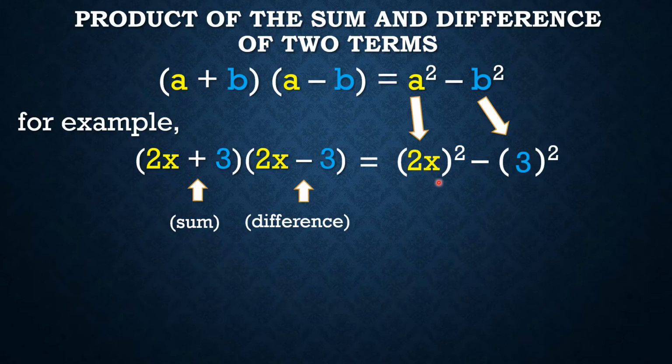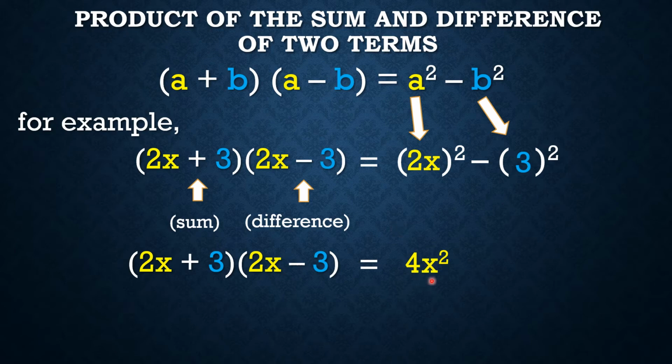So when we perform these operations, we will have 4x squared because 2x times 2x is equal to 4x squared minus, and then when we square 3, we get positive 9. So since this is positive and this is negative, of course, this will be negative. So therefore, the product of 2x plus 3 and 2x minus 3 is equal to 4x squared minus 9.